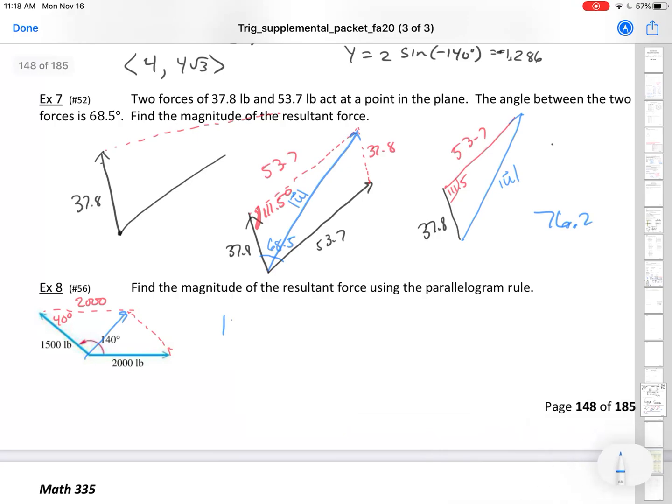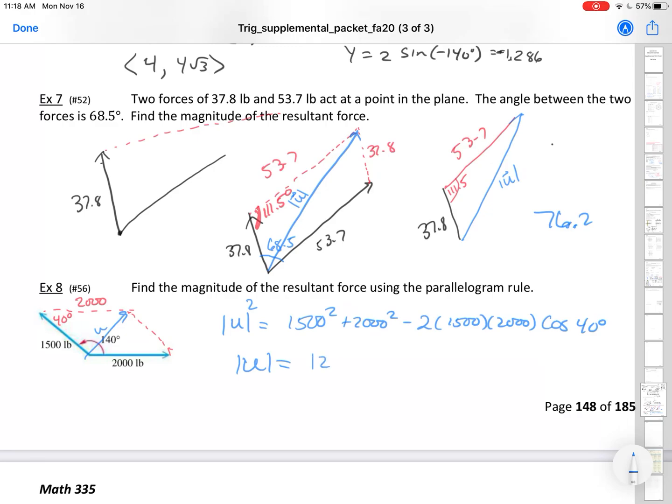So let me go in blue. The magnitude of u is equal to u squared, right? If I call that u again, is equal to the 1500 squared plus the 2000 squared minus 2 times 1500 times 2000 times the cosine of 40 degrees. And when you run all of that and do your square root, you'll find your magnitude of u is equal to 128.6 pounds.